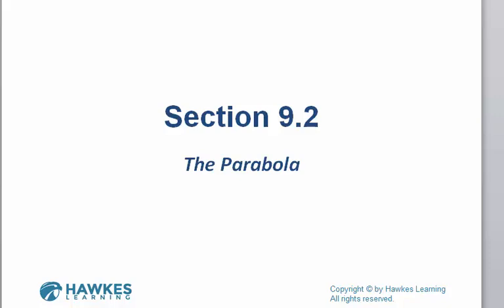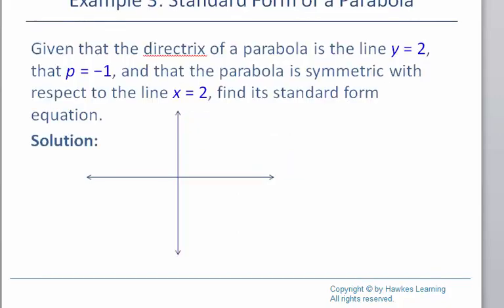We'll now continue our discussion of section 9.2 and continue with two additional examples for a parabola. Our first example says, given that the directrix of a parabola is the line y is equal to 2, that p is equal to -1, and that the parabola is symmetric with respect to the line x is equal to 2, find its standard form equation.